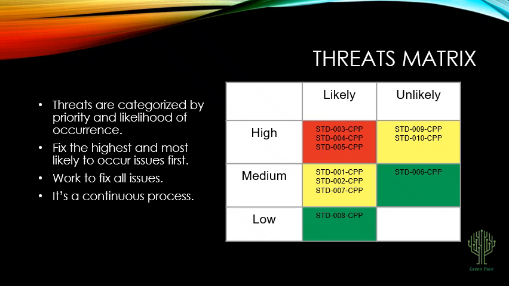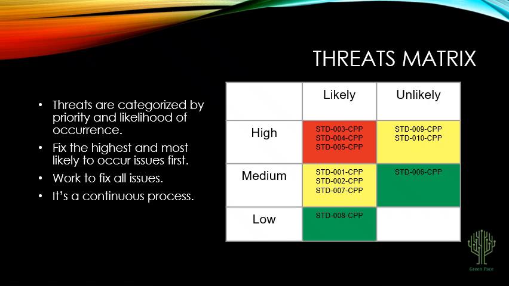But we shouldn't stop there. We should strive to fix all the issues. This is a continuous process. New security violations can be introduced anytime the code changes. In addition, new vulnerabilities will be discovered by the development community on a regular basis, and these need to be accounted for in the threats matrix. I'll mention a few specific examples.